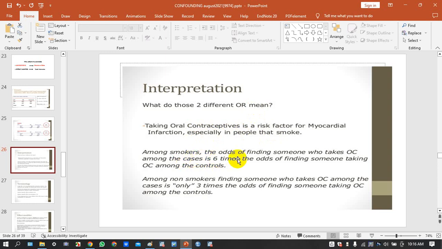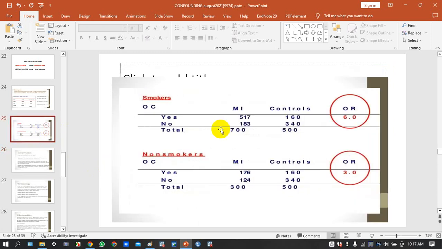So among smokers, the odds of finding someone who takes oral contraceptives among the cases is 6 times the odds of finding someone taking oral contraceptives among the controls. Likewise, among the non-smokers, finding someone who takes oral contraceptives among the cases is only 3 times the odds of finding someone taking oral contraceptives among the controls. So we saw it here. Smokers with oral contraceptives, 6-fold. Non-smokers with oral contraceptives, 3-fold.